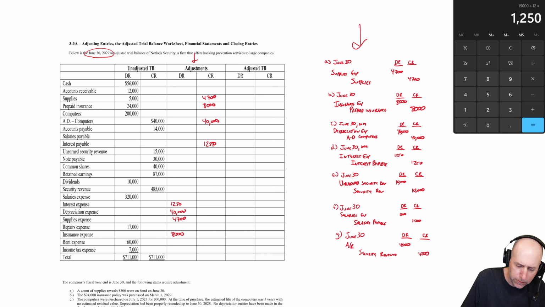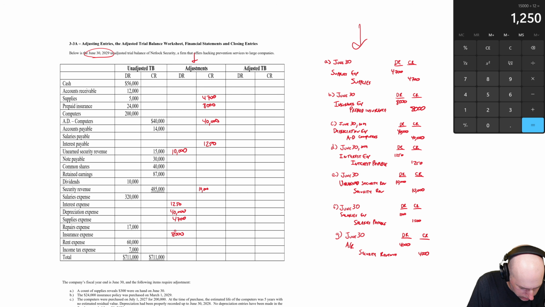Debit unearned security revenue, credit security revenue, $10,000. Debit unearned security revenue, there you are. Credit security revenue, $10,000. Now I'm squeezing it in because I know I have a couple that are going to go to security revenue. Debit salary expense, credit salary payable, $1,500.